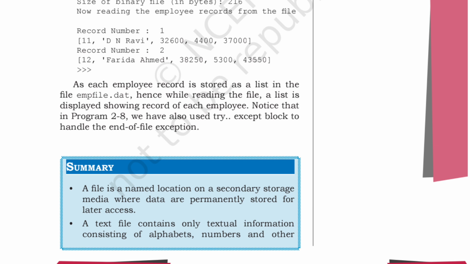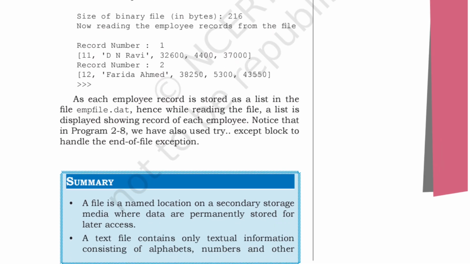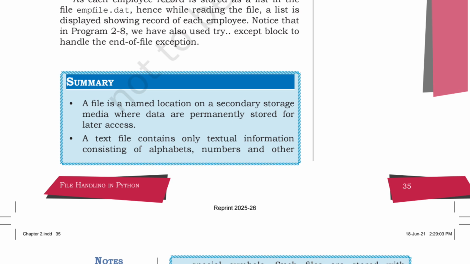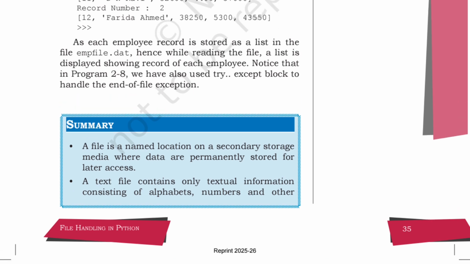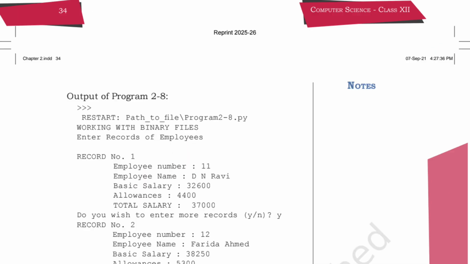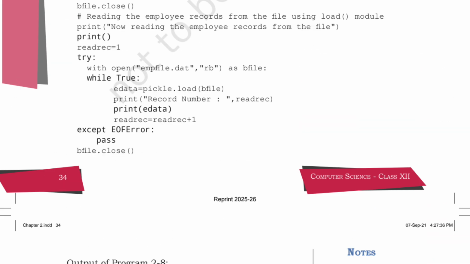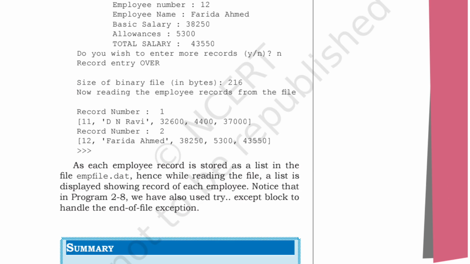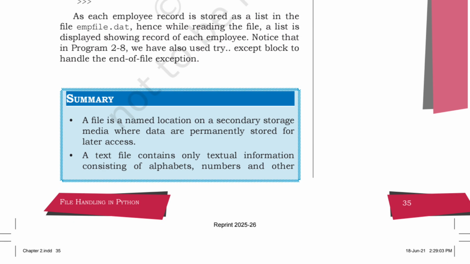Now, summary. We are using the try except block over here. Instead of using catch, we are using except in Python. Okay. So this is the summary.